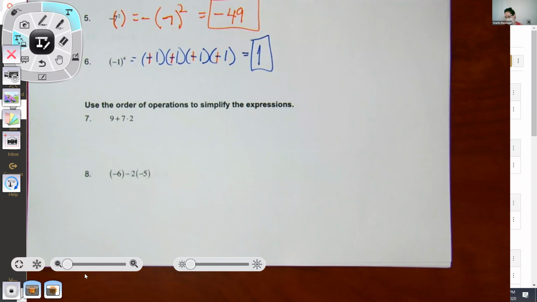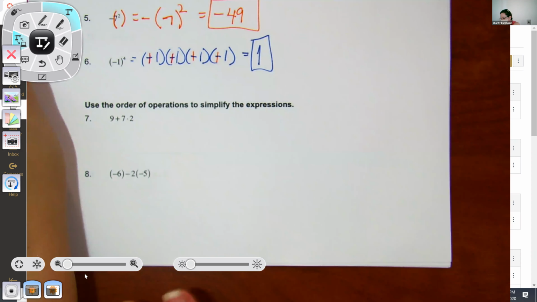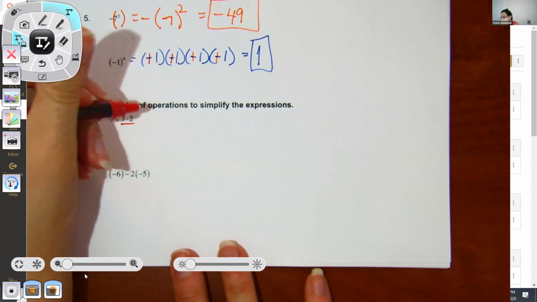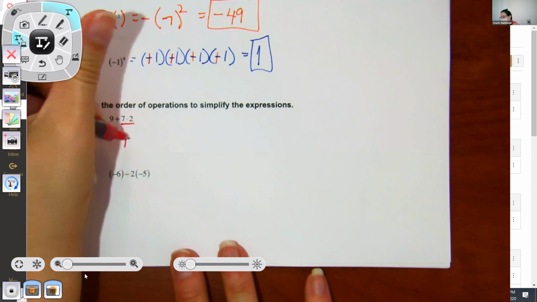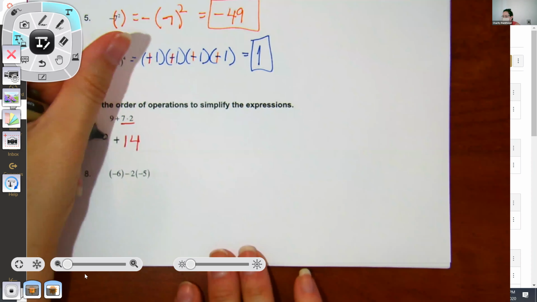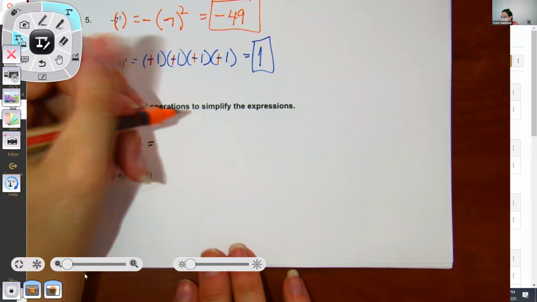All right, using the order of operations. So we have 9 plus 7 times 2. There's no parentheses or exponents, but we do need to multiply 7 times 2. So 7 times 2 equals 14. Then I have 9 plus 14, and 9 plus 14 is equal to 23.